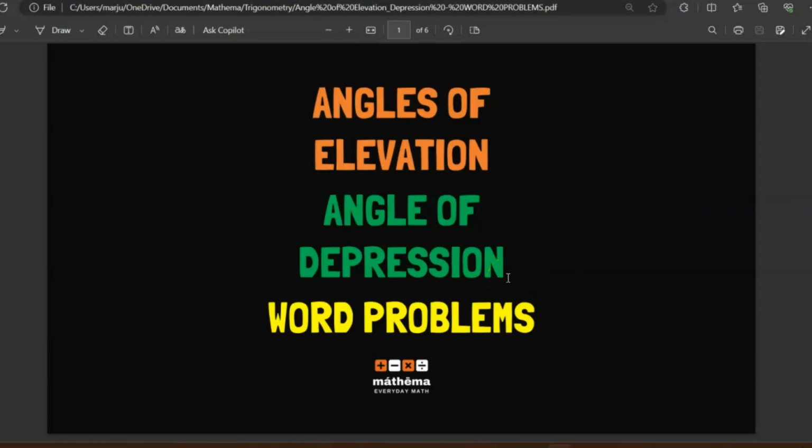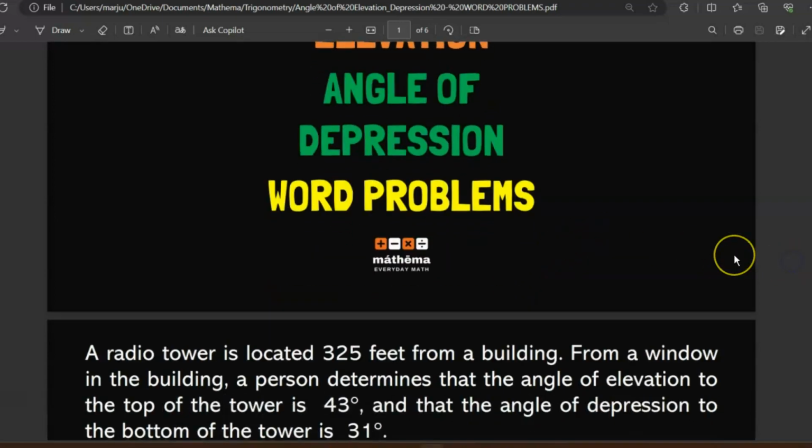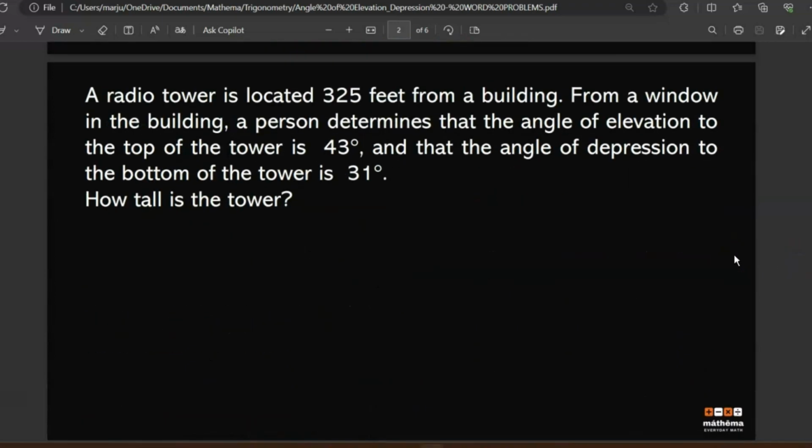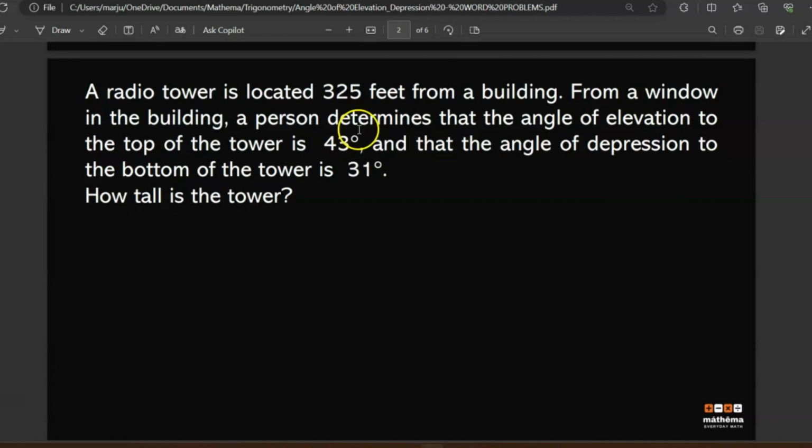So we'll be doing word problems about angles of elevation and angle of depression. First problem: a radio tower is located 325 feet from a building. From a window in the building, a person determines that the angle of elevation to the top of the tower is 43 degrees and the angle of depression to the bottom of the tower is 31 degrees. So how tall is the tower?